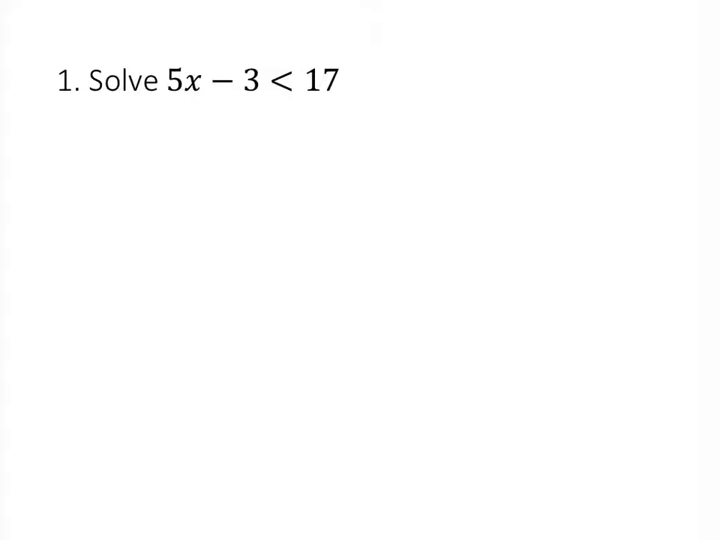For this first one, we have to solve the inequality 5x minus 3 is less than 17. The basic idea behind solving inequalities is that we want to treat them essentially like equations, doing opposite operations to both sides until we get the x by itself. So in this case, we want to get rid of the minus 3 by adding 3 to both sides. That's going to give us 5x is less than 20. And then we want to get rid of the 5 by dividing both sides by 5. And that gives us the inequality x is less than 4.